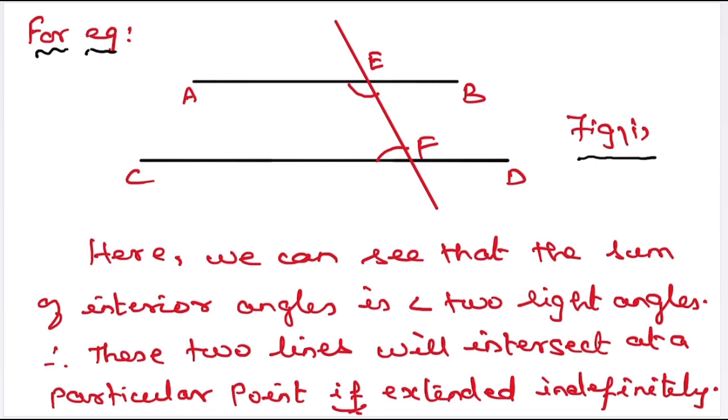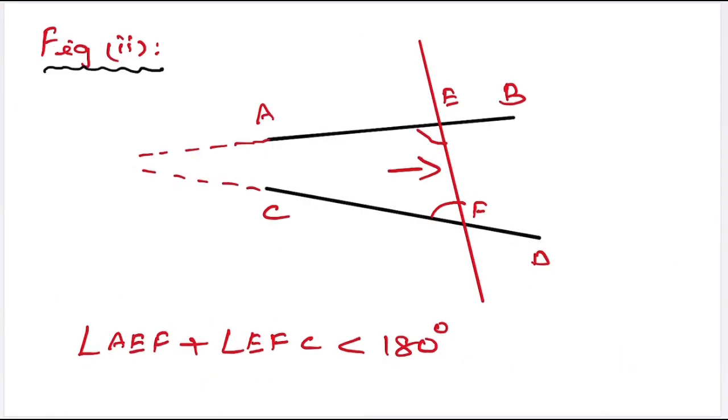If the sum of the interior angles is less than 2 right angles, then the two lines will intersect at a particular point if extended indefinitely. Figure 1 la AB and CD are two lines intersected by the third line EF. We need to find if they are parallel or not. Idhula angle AEF and angle EFC are interior angles on the left hand side of the intersecting lines. That is, angle AEF plus angle EFC is less than 180 degree.